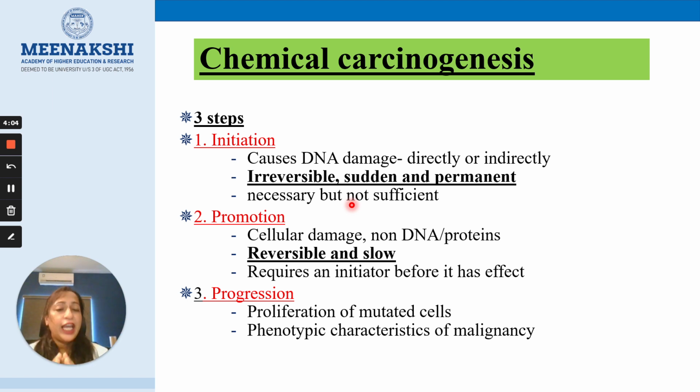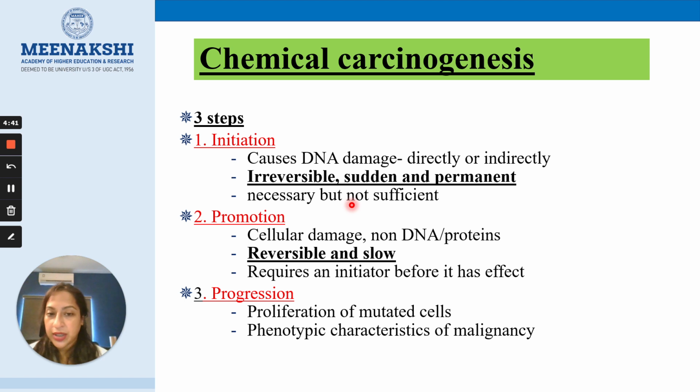Initiation is when the chemical carcinogen acts irreversibly, suddenly, in a very short duration, and causes a permanent change to your DNA. Without this initiation, you don't have promotion or progression. But at the same time, if you do not have promotion and progression, the initiation step can end abruptly without forming tumors. Whereas in promotion, the damage has already been done, an irreversible damage by the initiator. Now a promoter acts on it, and this promoter causes reversible and slow changes. The longest phase among initiation, promotion, and progression is actually promotion. Promotion can take years for a tumor to develop.